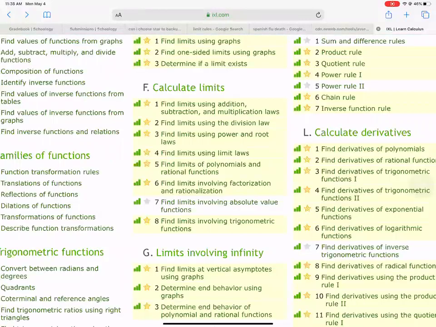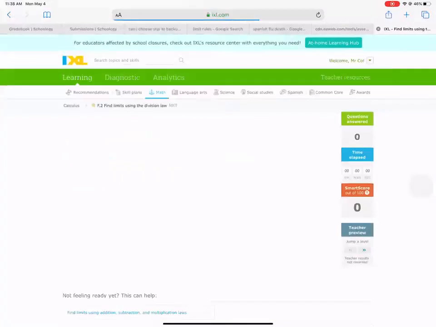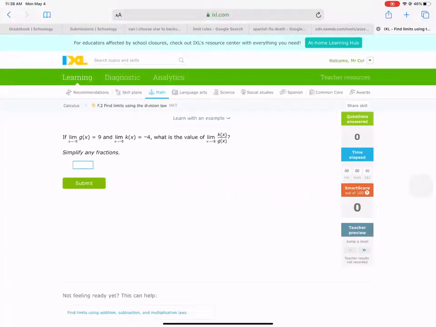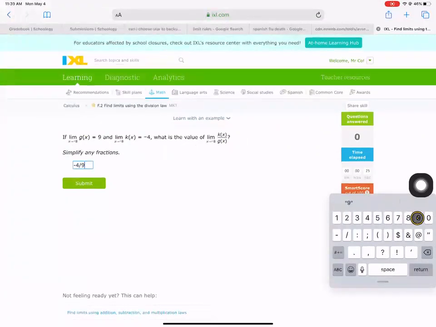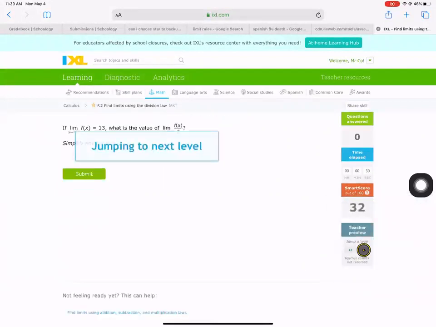Let's see. Using the division law is just working on division problems. Okay. So is g of x 0? Is g of x 0 here? No. So we just rewrite it as k divided by g. K divided by g. -4 over 9 is -4 over 9. Okay, because k is on top, g is on bottom. Okay. Next one, we're not dividing by 0.